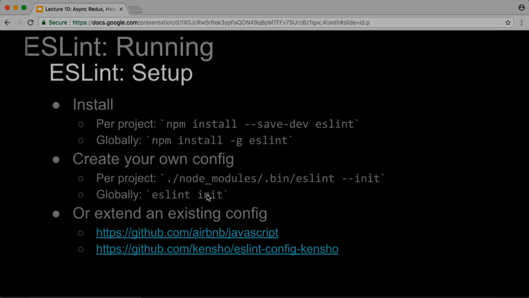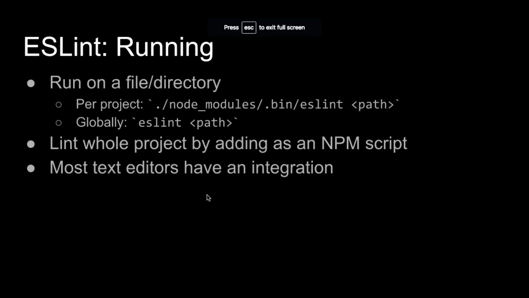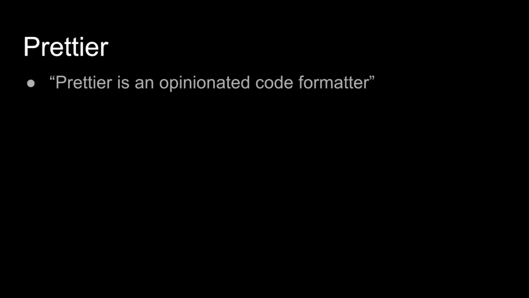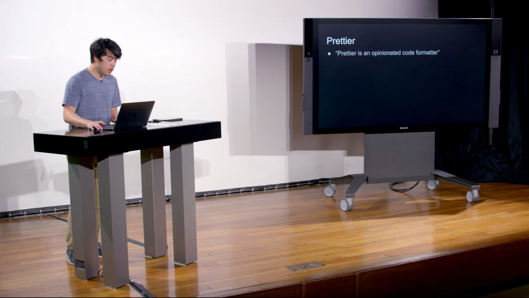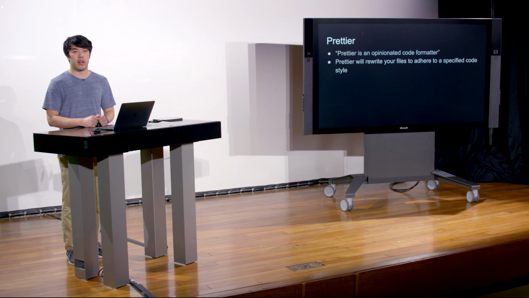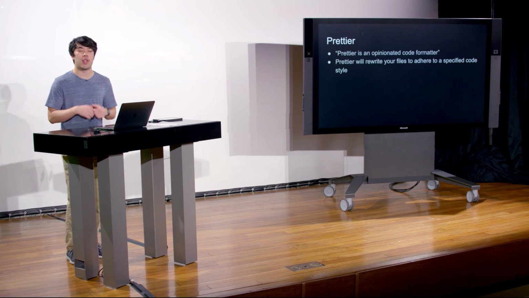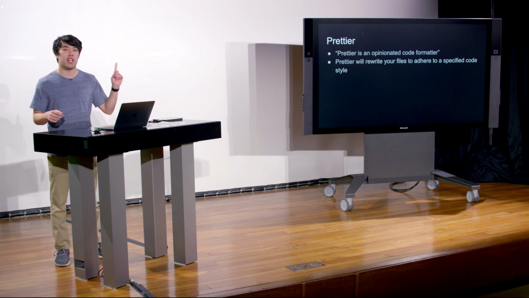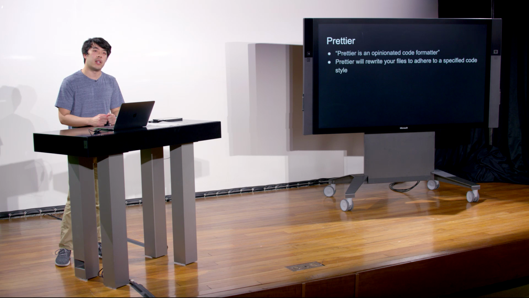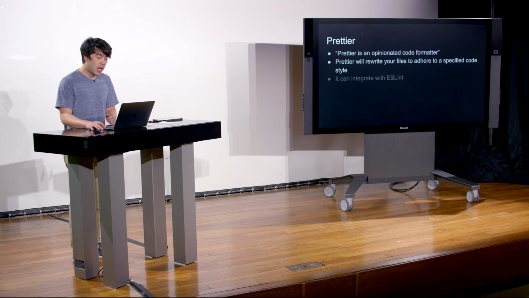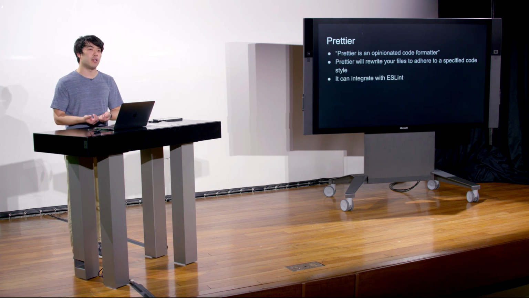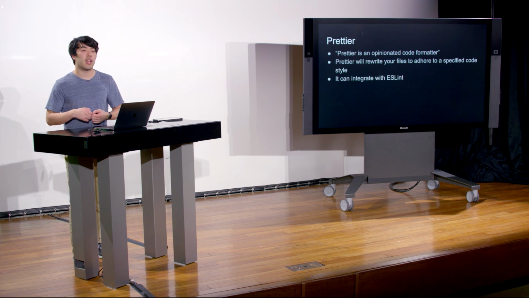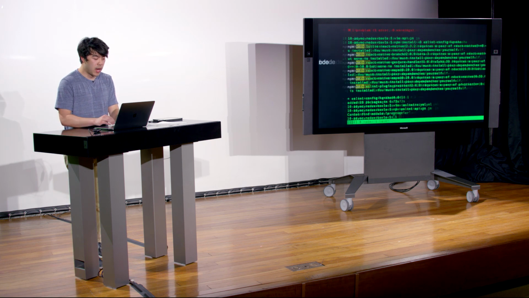So it's something that I mentioned earlier today. And it's a very opinionated code formatter. What the heck does that mean? Well, it'll actually rewrite your files to a specified code style. So rather than ESLint complaining and saying, hey, your code isn't styled correctly, Prettier will actually say, hey, your code isn't styled correctly, and I'm going to rewrite it to style it correctly for you. And what it can do is it can actually integrate with ESLint so that I can automatically lint a file and also rewrite it to adhere to a particular code standard. And so let's go ahead and install that for us.